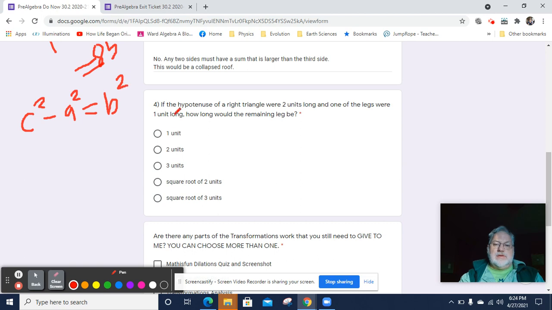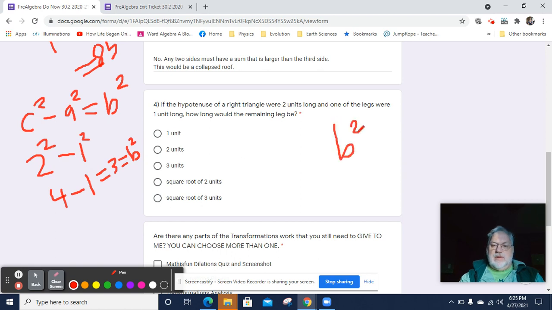Okay, so C squared is going to be the long side. That'll be 2 squared. And A squared is going to be 1 squared. So that's going to be 4 minus 1. So 3 will be B squared. Okay, if 3 equals B squared, we can find out what B is by saying B squared equals 3.